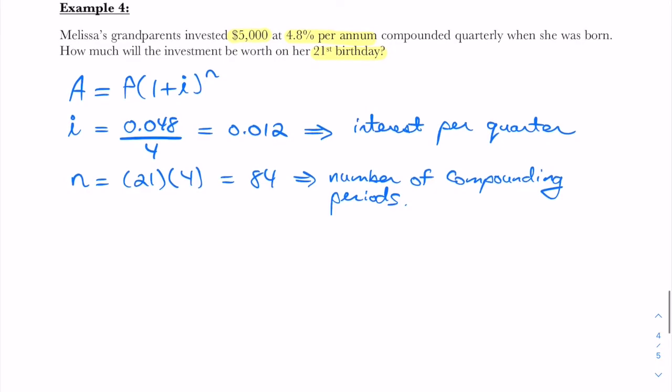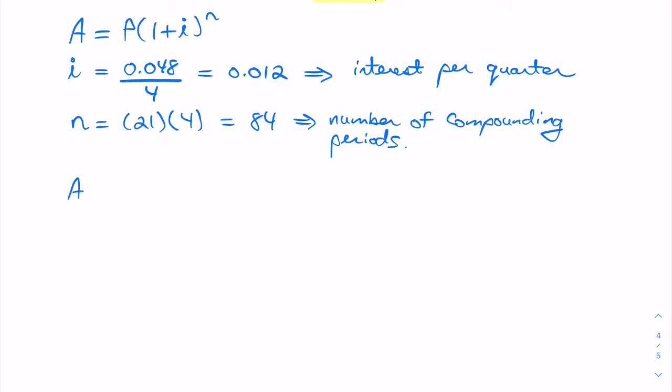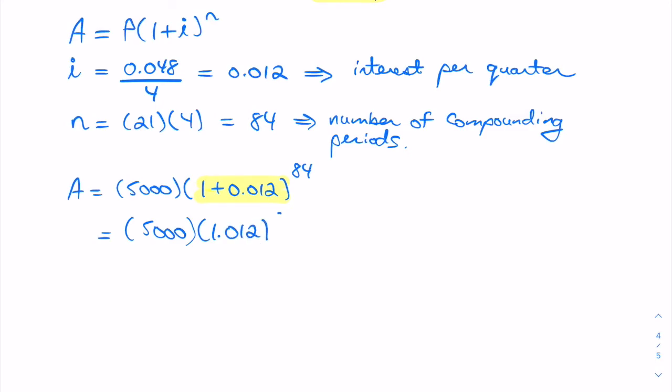Okay, you can substitute those into the compound interest formula. So the principal is $5,000 multiplied by 1 plus i to the exponent of n. Please don't forget the BEDMAS rules when you're working this out on your calculator. You're going to have to work inside of the brackets first, so add those two numbers. That'll give you 1.012 to the exponent of 84.